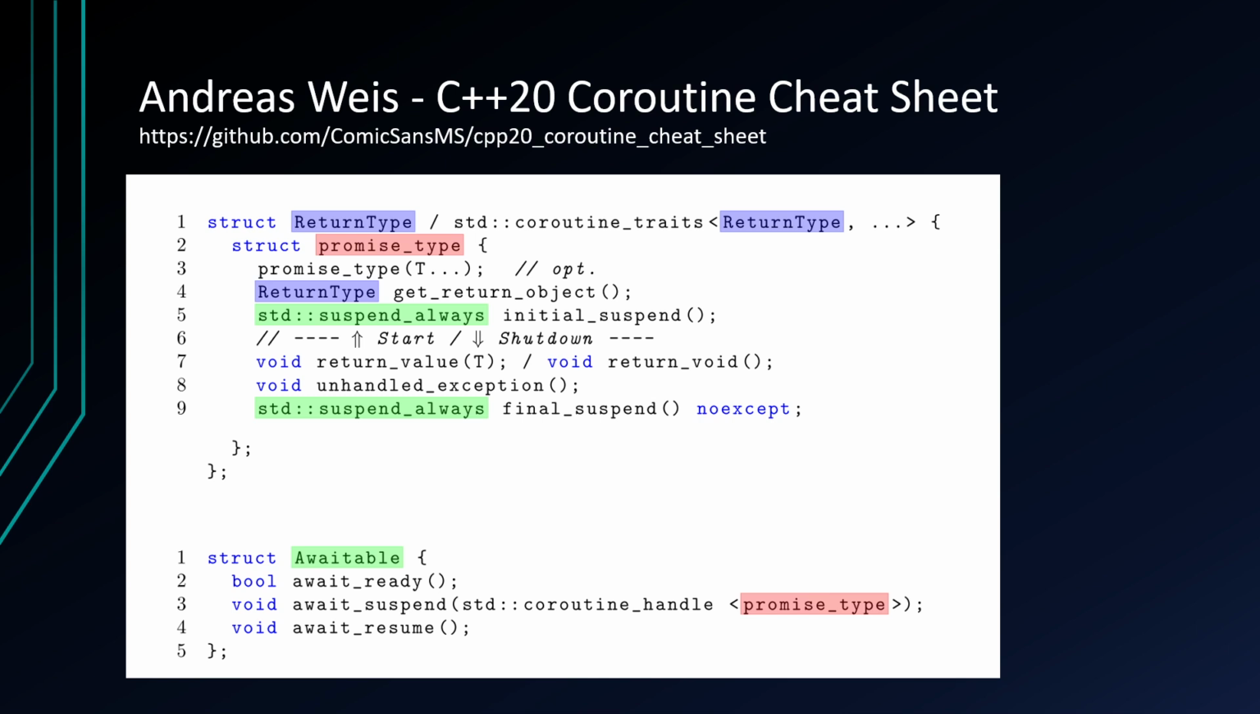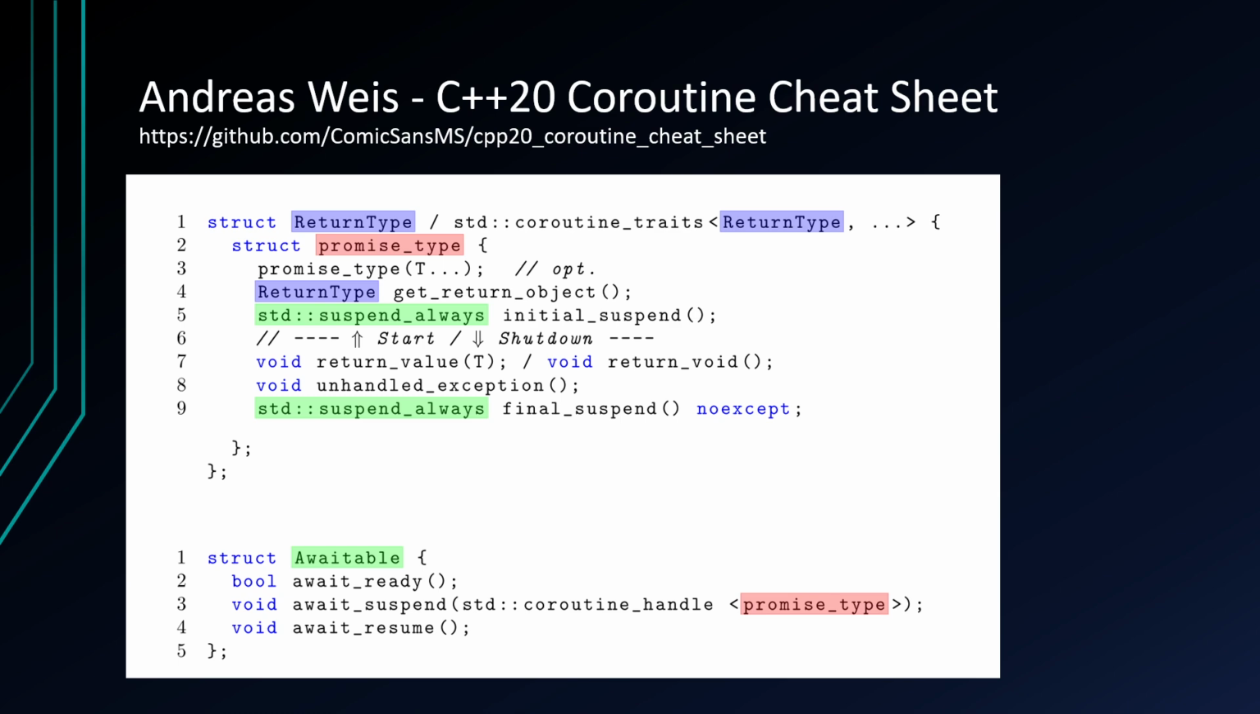Unhandled exception, we haven't talked about exceptions at all. What happens if an exception is thrown inside your coroutine while it's running? Well, the unhandled exception method on your promise is what's invoked. Part of the decoration of your coroutine function body that the compiler does is it wraps the whole thing in a try-catch. And in the catch, if an exception was caught, it will invoke the unhandled exception member on your promise.